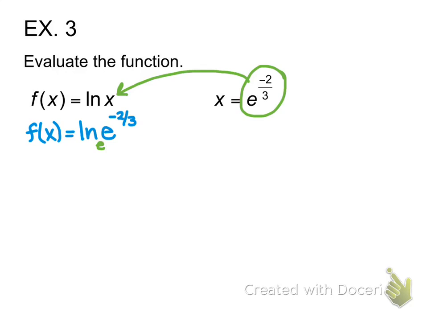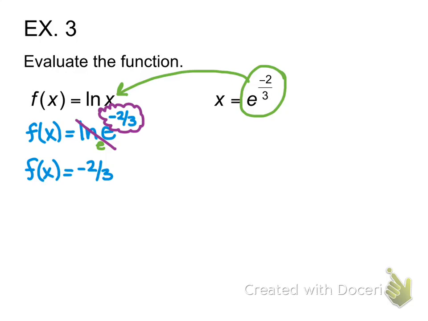Well, the x in this situation would be negative 2/3. So anytime you see a big base and a little base that are exactly the same, they're going to cancel out, and we're just left with the exponent. So that f of x equals negative 2/3.